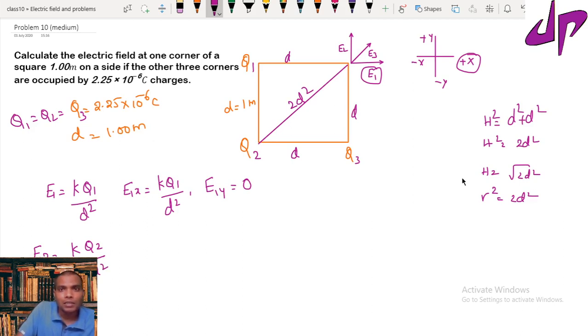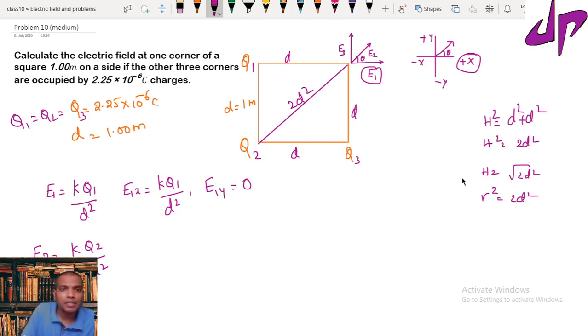Now this is the electric field due to the second charge. Let me make a correction: this is the second charge, this is the third charge, this is the first one. And now E2 is in this xy plane. Now E2 has components, as we already learned in vectors. E2 makes an angle theta, so this E2 is resolved into two components: one is the horizontal component, the second is the vertical component.